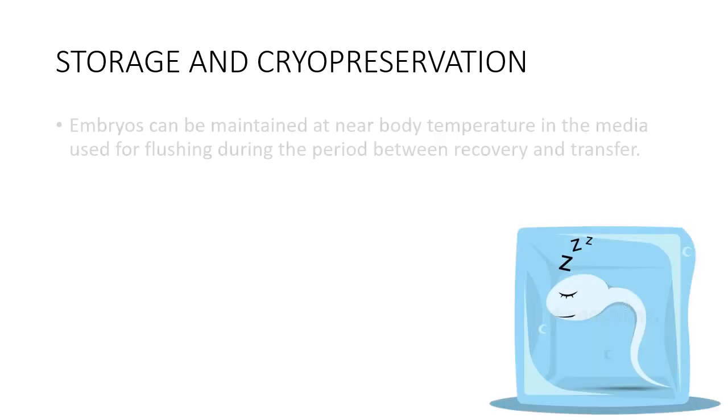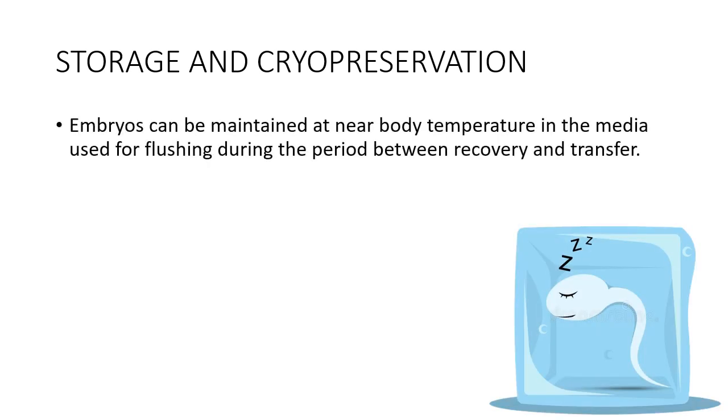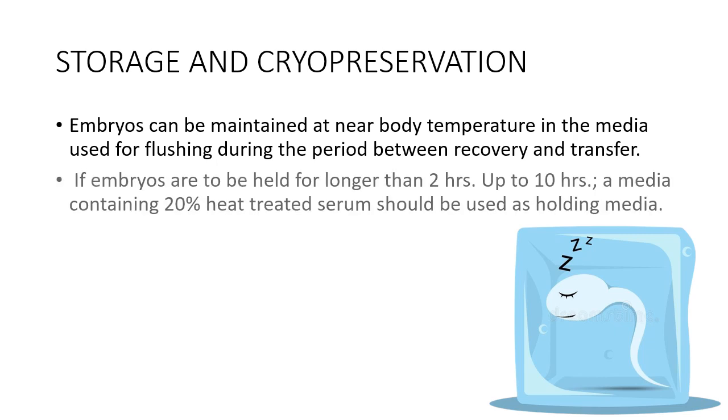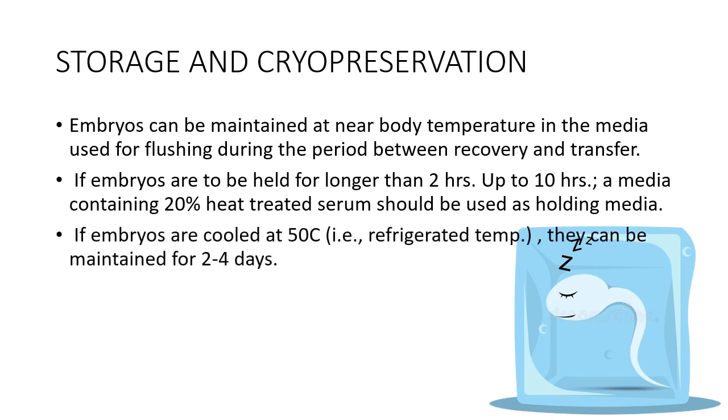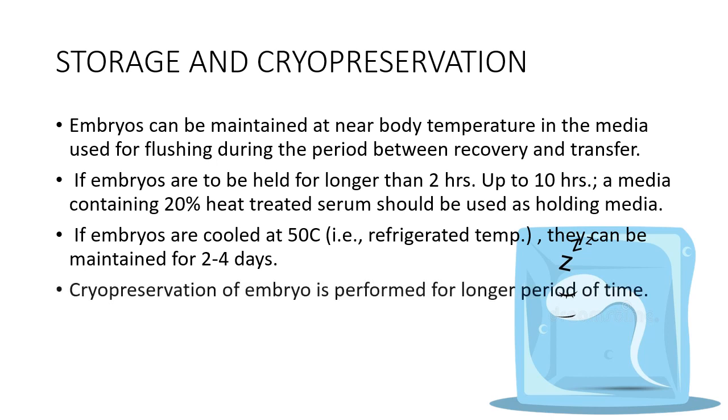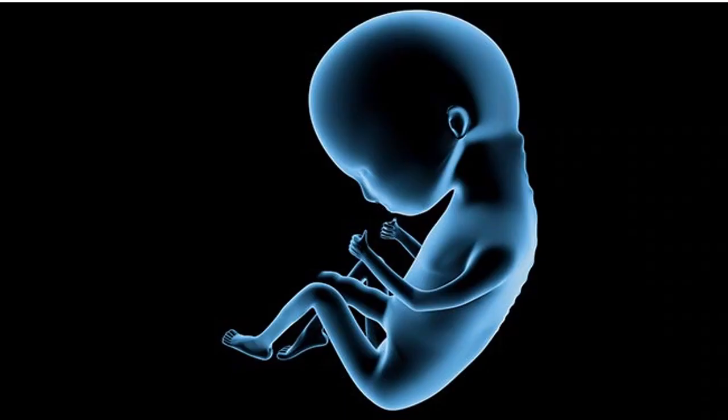So now we shall move on to the storage and cryopreservation method. Embryos can be maintained at near body temperature in the media used for flushing during the period between recovery and transfer. If the embryos are to be held for longer than 2 hours, up to 10 hours, a media containing 20% heat-treated serum should be used as a holding media. If embryos are cooled at 5 degrees centigrade, that is, a refrigerated temperature, they can be maintained for about 2 to 4 days. Cryopreservation of embryos is performed for a longer period of time. Back then we saw embryo transplantation in cattle.